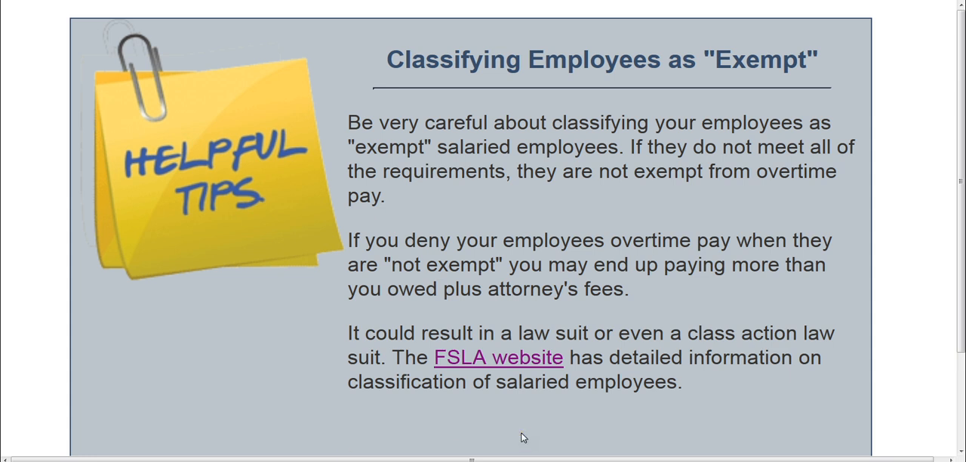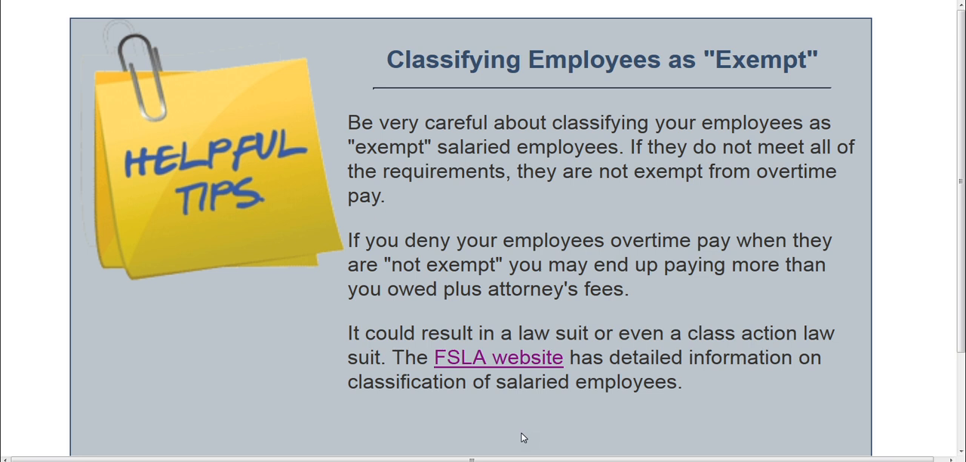One thing that I want you to be very, very careful about is how you classify your employees, and in making sure that if you classify them as salaried, that they are truly exempt from overtime. If you do not meet all of those requirements and you deny your employees overtime when they're not exempt, you're going to end up paying more in the long run in attorney's fees and other fees. So you want to make sure that you are fair to your employee, and if they deserve overtime pay, that you pay them overtime pay.